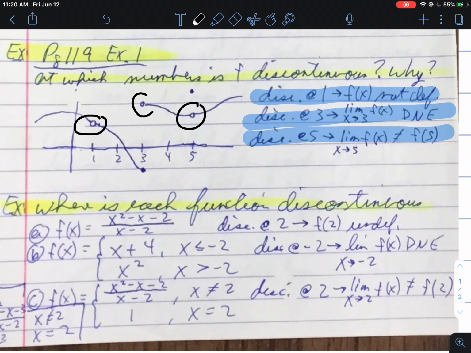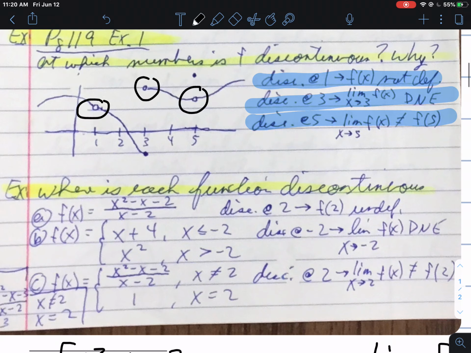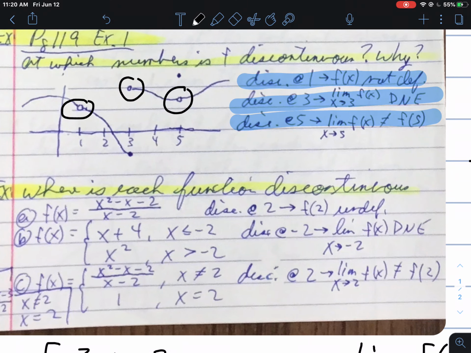I also have a hole in the graph there. All right? So there's a hole in the graph at each of those three different locations, but the reason for discontinuity is different. So it's not sufficient to say it's discontinuous because there's a hole in the graph. You need more than that. It always goes back to those three statements: either the function value does not exist, or the limit does not exist, or if they both exist, they're not the same.